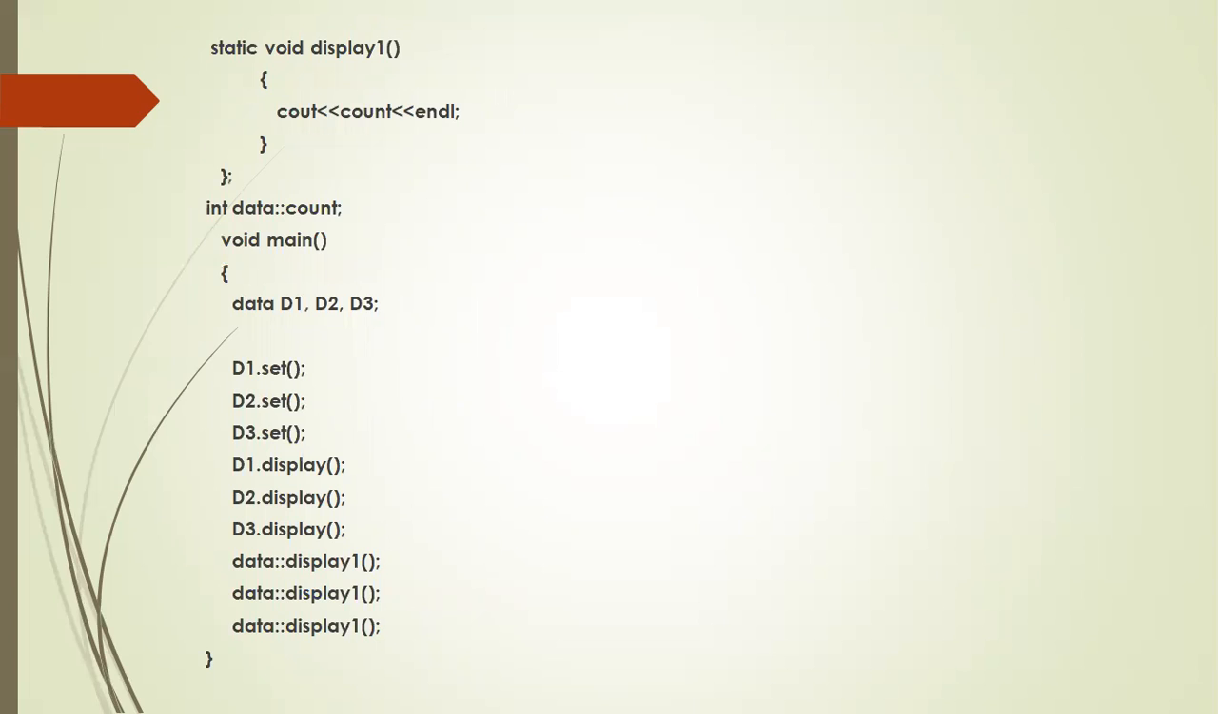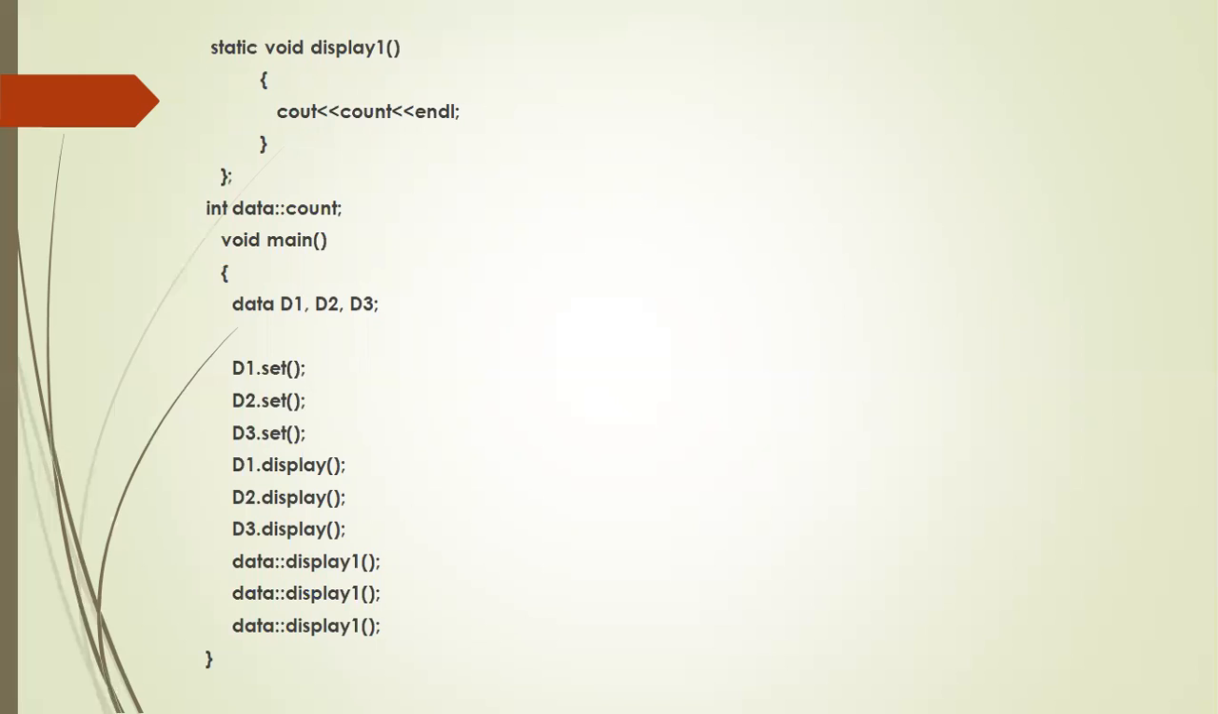A non-static function, we know how to call it. We can call a non-static member function through any object, whereas a static member function can be called through only the class name. A static member function can access only a static data member. In this example, which is the static data member? Count. So the display one function can access only the variable count.